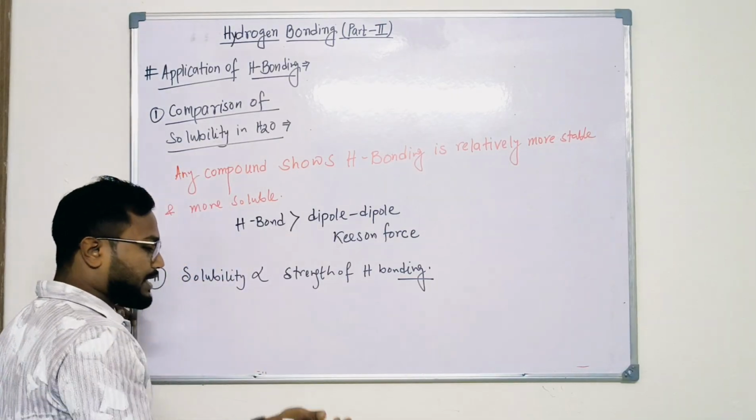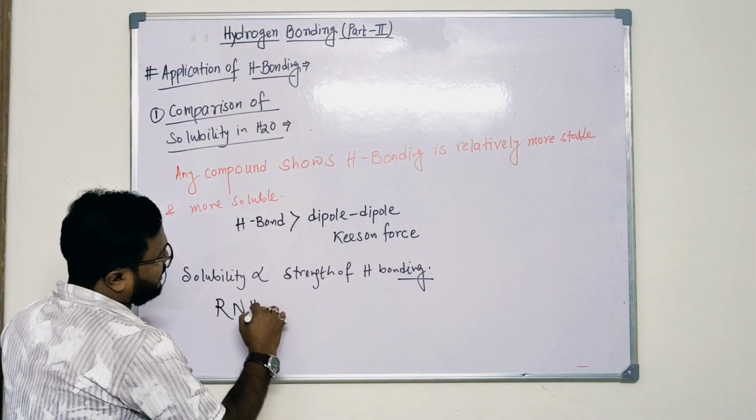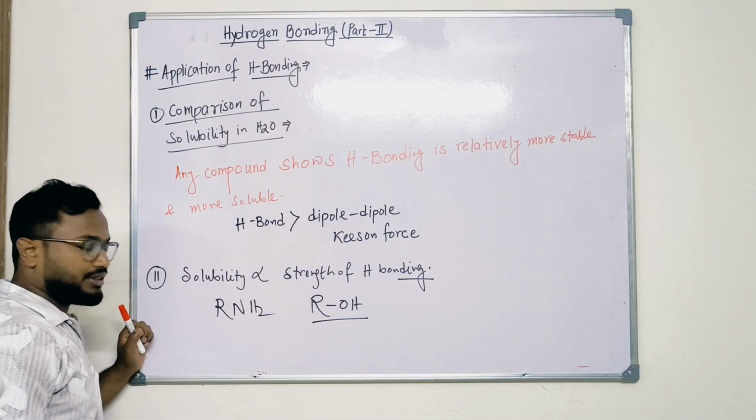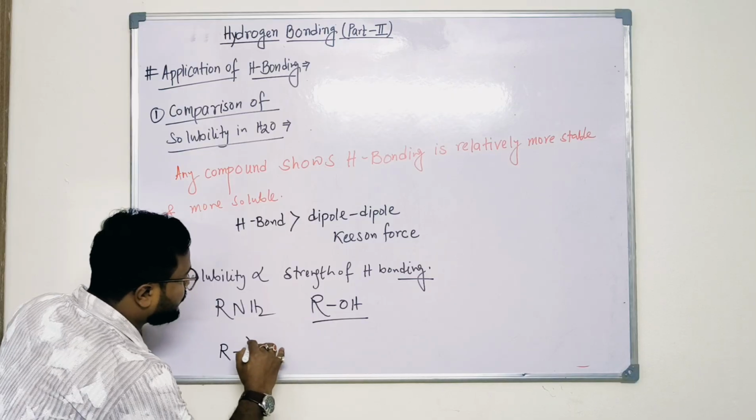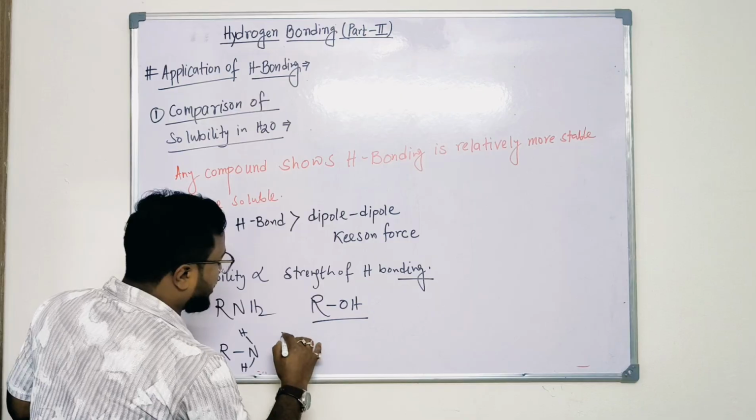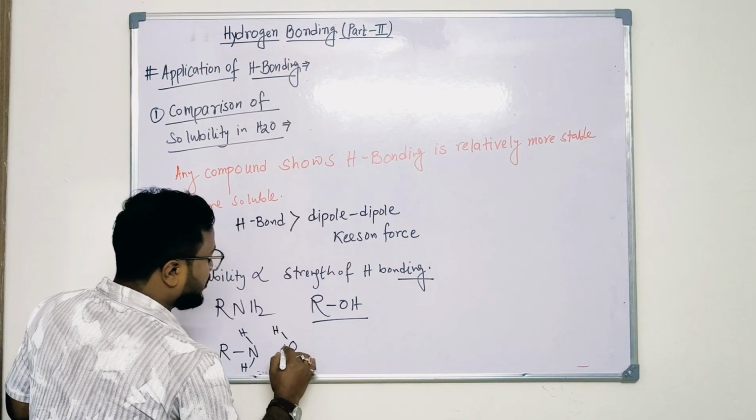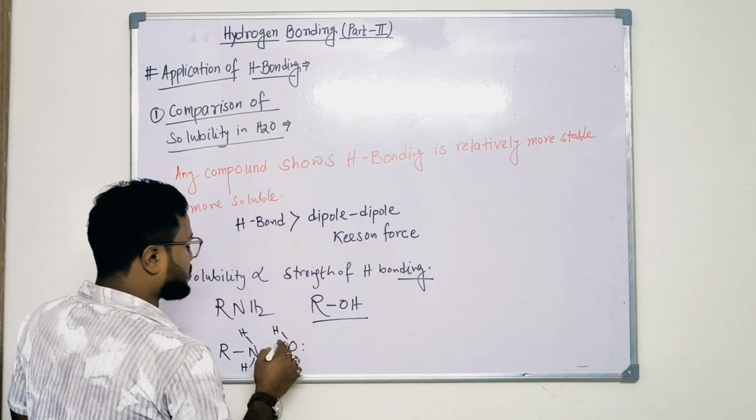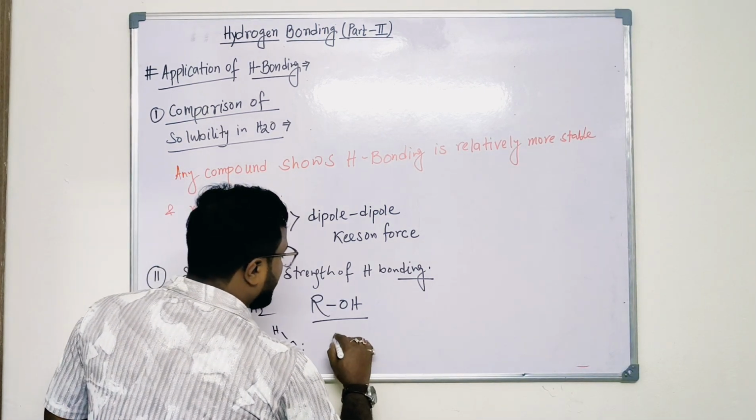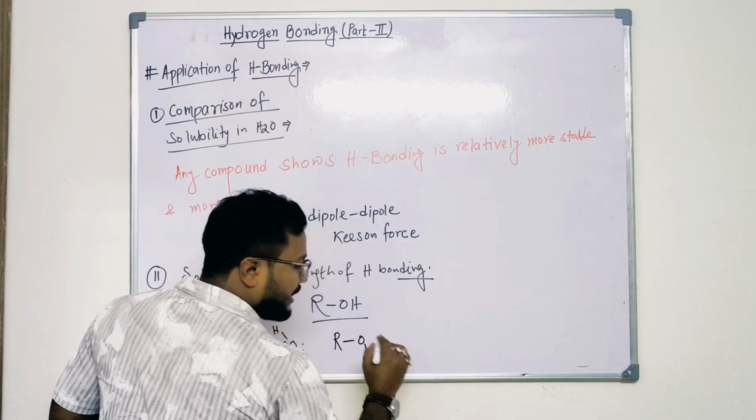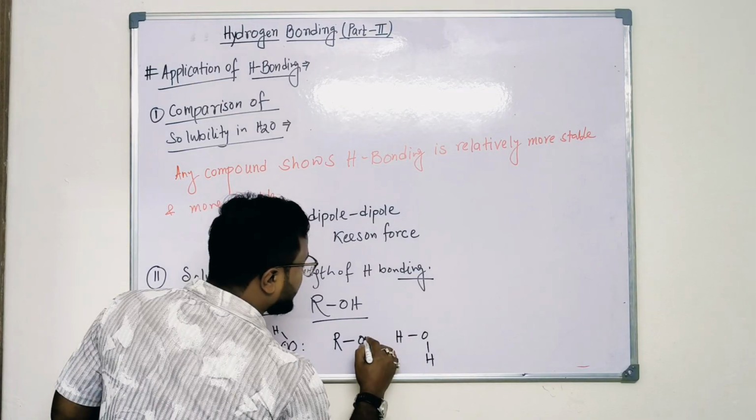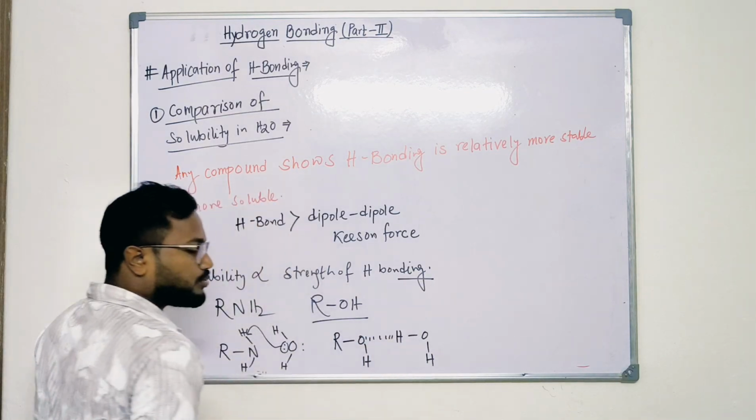Let us take an example. For example, you have taken RNH2 and ROH. You are going to check hydrogen bonding in between them. RNH2 is arranged like this, and it is making hydrogen bonding with a water molecule. It has a lone pair, and it is going to donate its lone pair, making hydrogen bonding with this molecule. Let us consider you have taken ROH, and it is also making hydrogen bonding with a water molecule. So hydrogen bonding is happening in between the two.